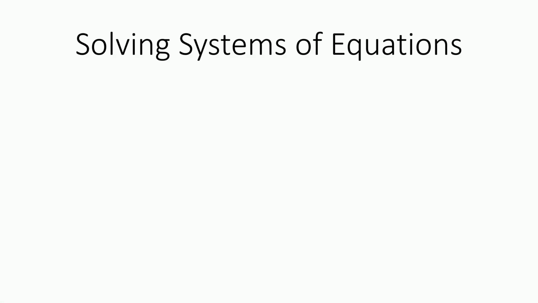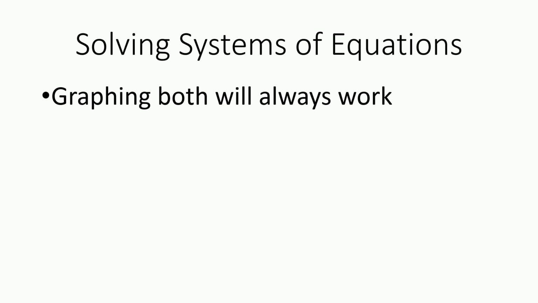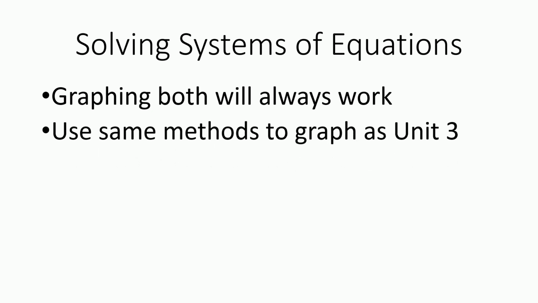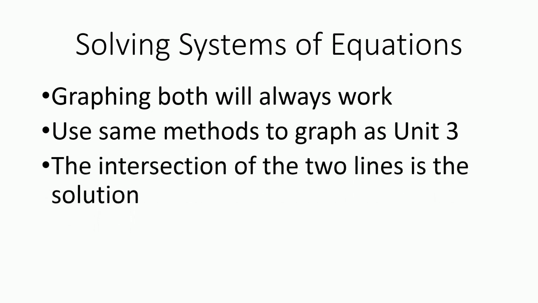So what we just saw was that we could solve systems of equations by graphing. And graphing will always work. You would use the same methods to graph as we did in Unit 3, where we'd find 2 points and then add the line, and you do that for both equations. The intersection is where the solution is. So we'd look for the intersection, and then that would be our solution. And that is certainly a way of solving a system of equations.